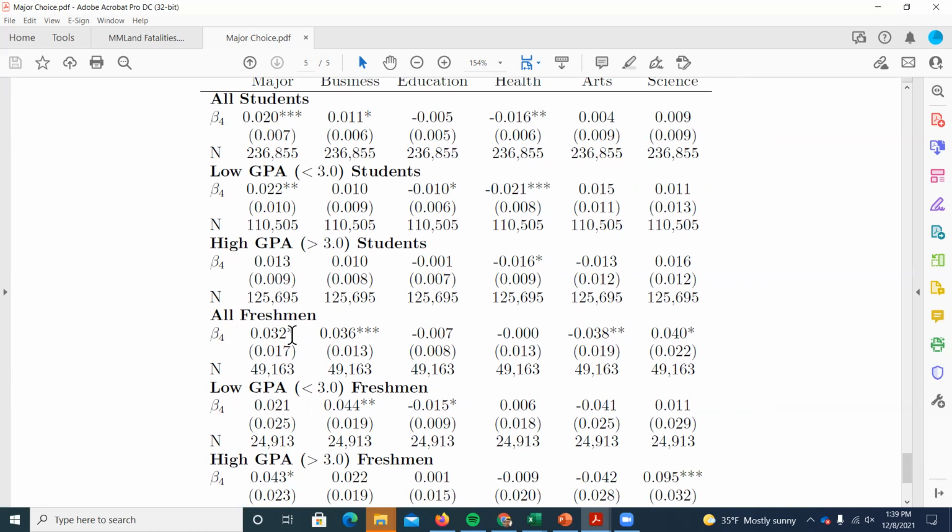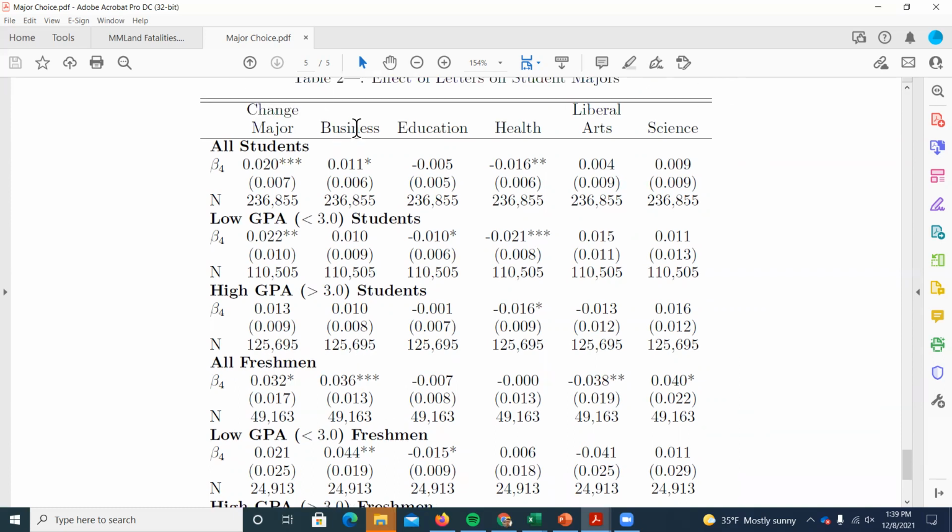So they actually looked at just freshmen and found that's where the strongest impact is, right? If these freshmen are sent this letter after taking out this amount of loans that push them into being eligible to receive the letter, they'd be 3.6% more likely to change their major to business and 3.8% less likely to remain in or switch into a liberal arts major. And they're more likely to switch into science as well. Kind of an interesting result there.